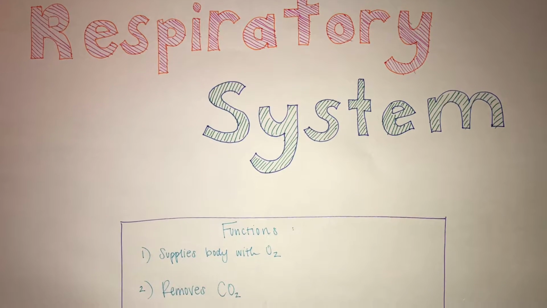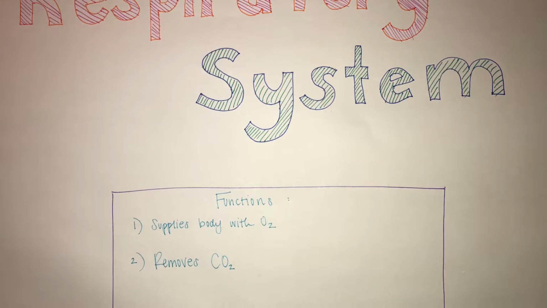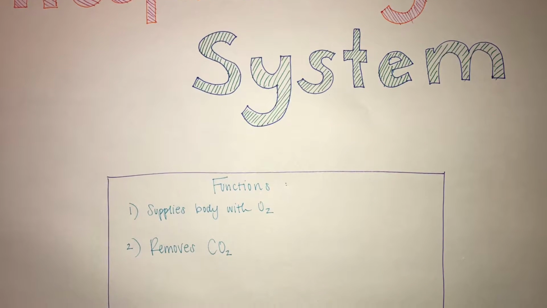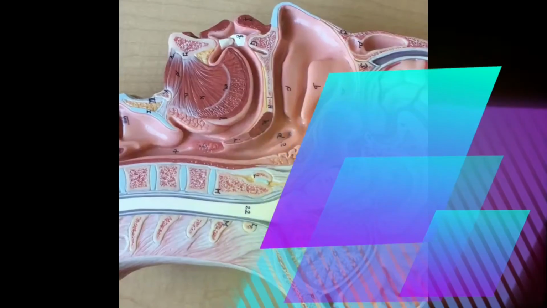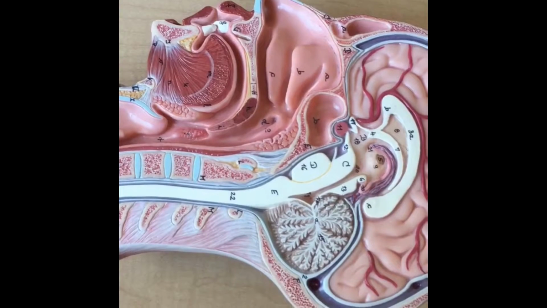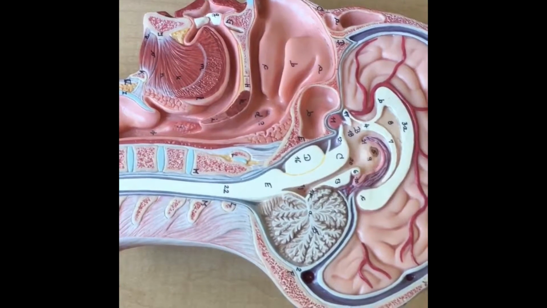Respiratory system. The functions of the respiratory system are to supply the body with oxygen and to remove carbon dioxide from the body. Here we have the upper respiratory anatomy. Air first enters the external nares, which are the nostrils. You can see it here, it doesn't show on this side.